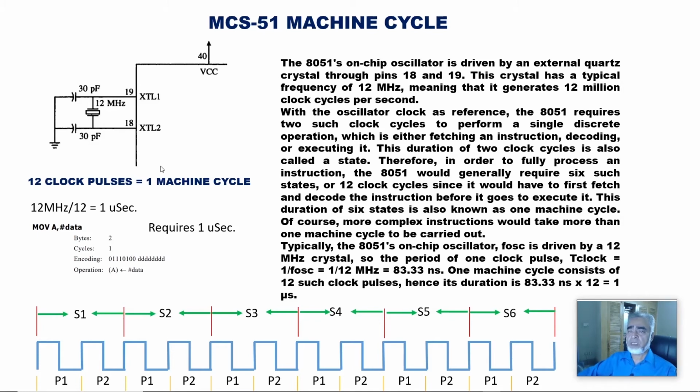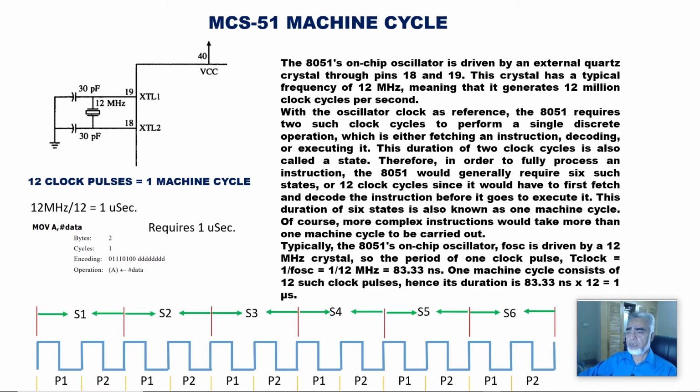It means that the crystal oscillator frequency that we use will be divided by 12. So we can say that 12 clock pulses equal 1 machine cycle. If we are using a 12 MHz crystal, then we divide the crystal frequency by 12, so we'll get 1 microsecond. Then the time for 1 machine cycle will be 1 microsecond. Here we can see that an instruction, that is move immediate data, requires 1 microsecond. The move instruction requires 2 bytes and 1 cycle. 1 cycle means 1 microsecond. So this instruction will be executed in 1 microsecond.